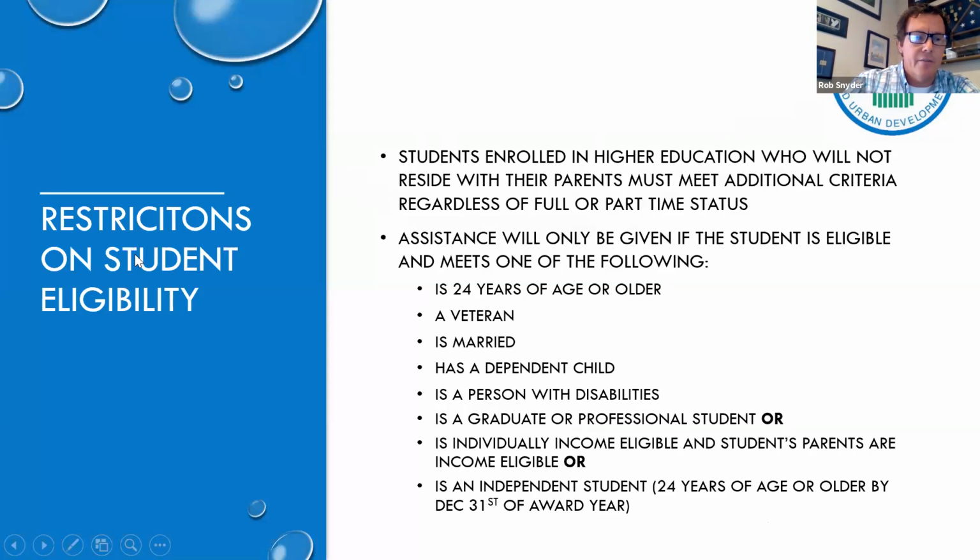Okay, the third criteria for housing authorities to take a look at is student status, and we'll talk about some restrictions here on students and eligibility. Higher education students that aren't going to be living with their parents, right? They meet the additional criteria, whether they're full or part-time status. And then students will receive assistance as long as they're eligible and they meet one of the following, as you can see: veteran, married, 24 years of age or older, dependent child, persons with disabilities, and so on.